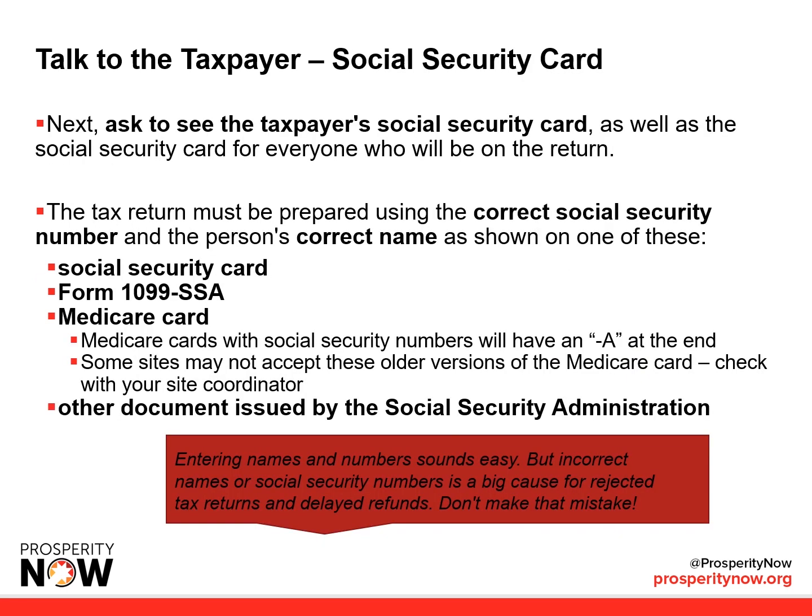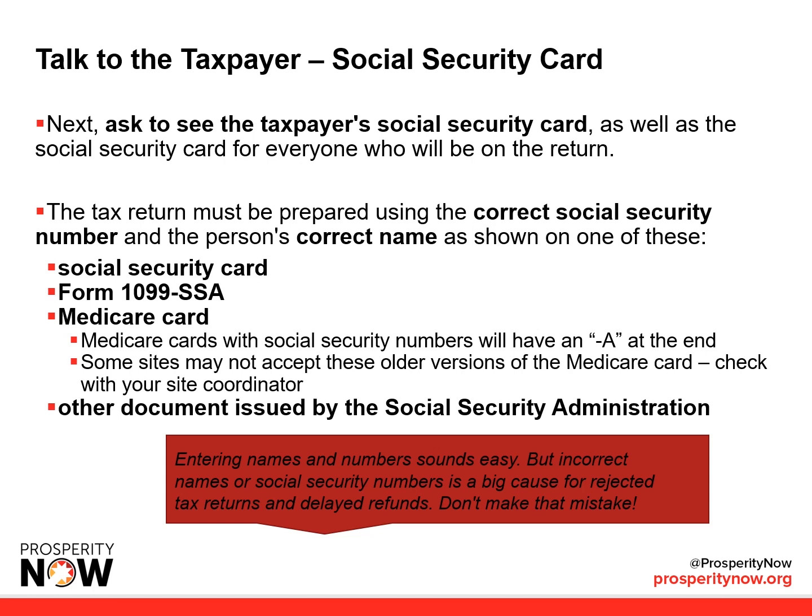Next, ask to see the taxpayer's Social Security card as well as the Social Security card for everyone who will be on the return. The tax return must be prepared using the correct Social Security number and the person's correct name as shown on their Form 1099 SSA, their Social Security card, their Medicare card, or any other document administered by the Social Security Administration.